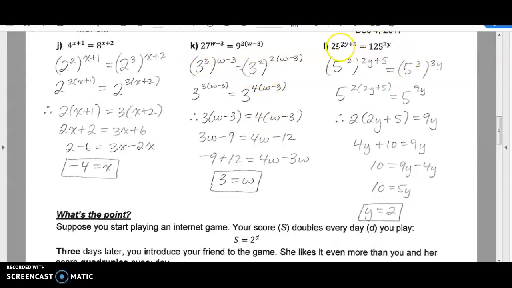And then same thing for L, you'd have to recognize that both 25 and 125 can be expressed with a base of 5. Once you do that, remember your exponent rule is power to a power, so multiply 2 times 2y plus 5, which is that there. Multiply 3 times 3y, so you can do 3 times 3, which is 9, and then the y stays there. And then equate them. Once you equate them, solve for the unknown.